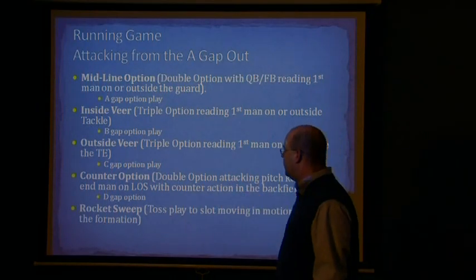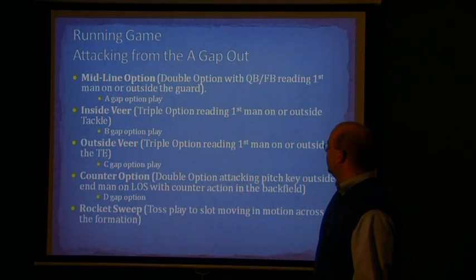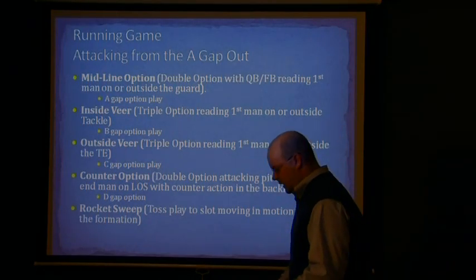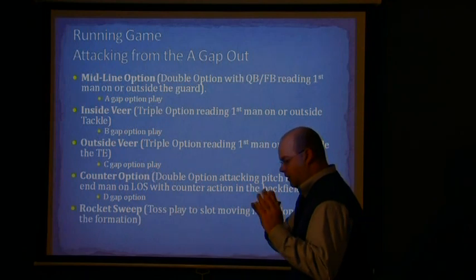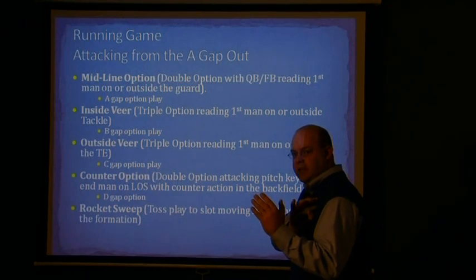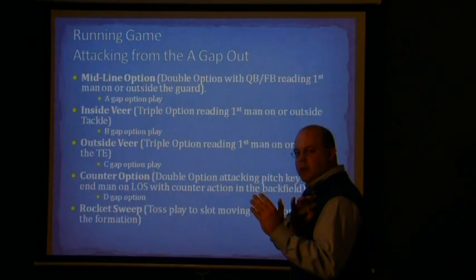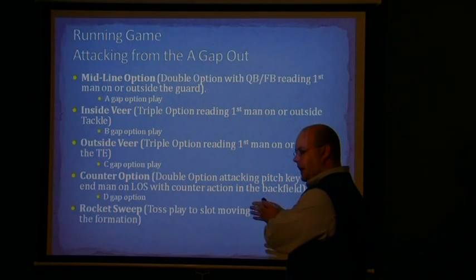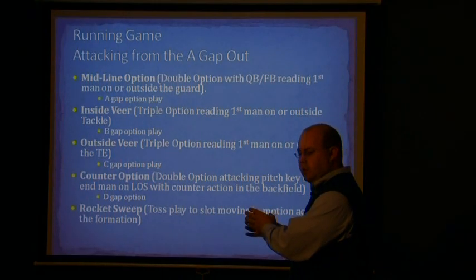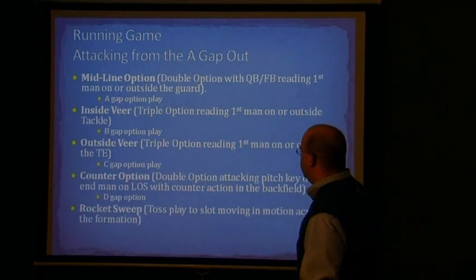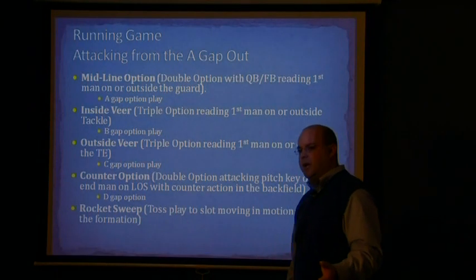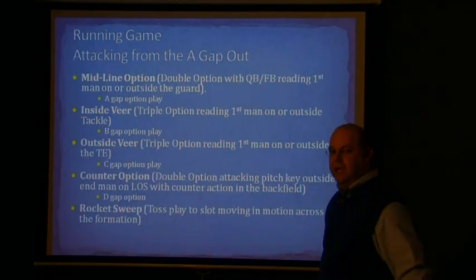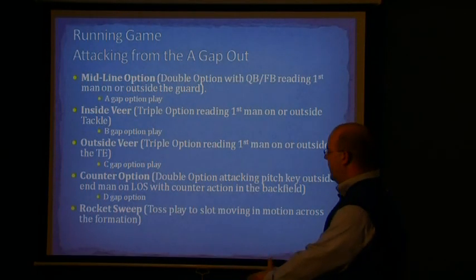But inside veer is a triple option play, reading the first man on or outside the tackle. What we consider on is if he's in what we consider a 4-eye technique, which is an inside shade of the tackle, that is considered on the tackle. So on is inside shoulder to head up to outside shoulder or anything else outside. All right, so we're reading the first man on or outside the tackle. It is a B-gap option play because initially the fullback's path leads him to the B-gap. So we're considering that a B-gap option.